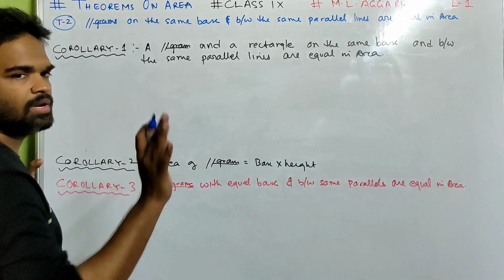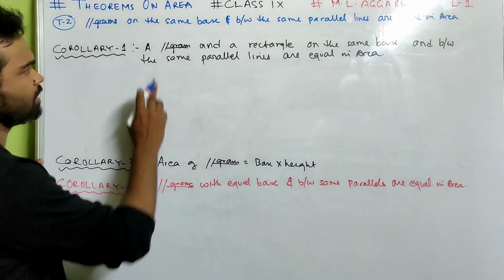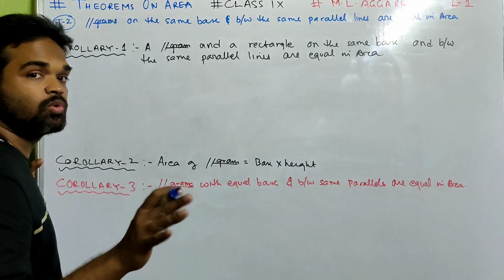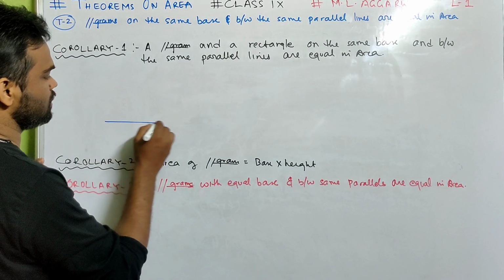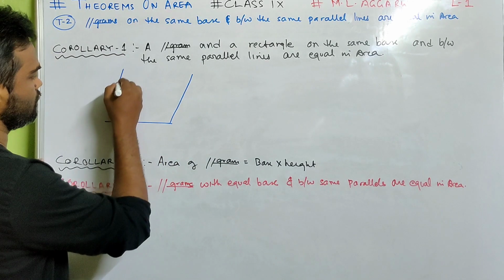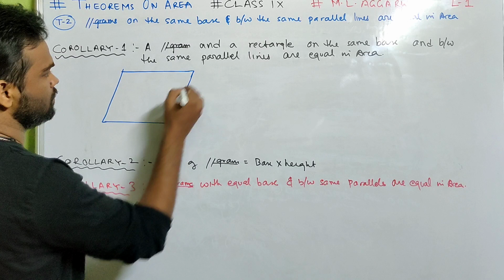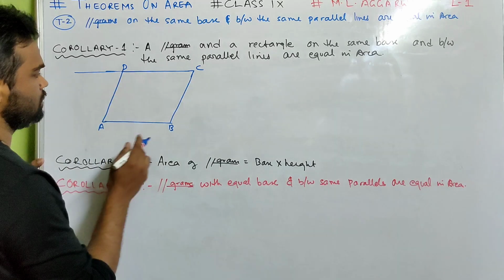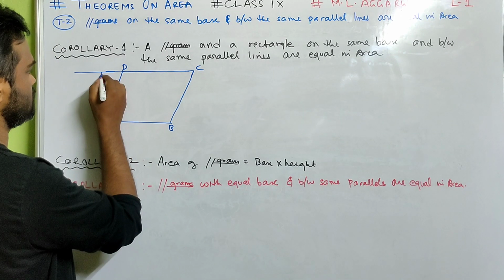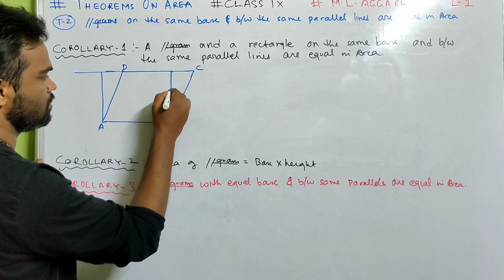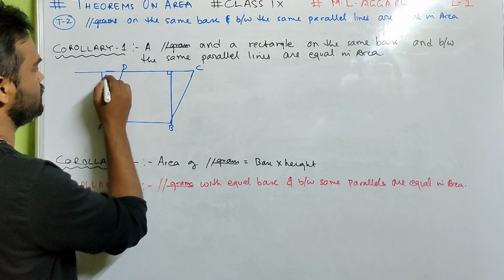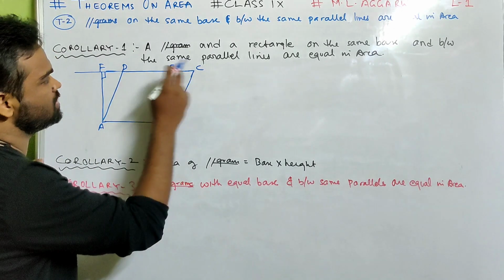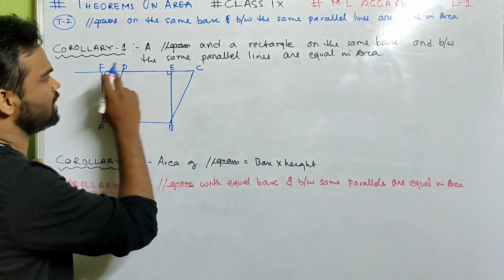Now based on the theorem which we discussed, that parallelograms on the same base and between the same parallel lines are equal in area, we have three results. The first one: a parallelogram and a rectangle on the same base and between the same parallel lines are equal in area. Very easy. If you suppose you have a parallelogram ABCD, and with AB as the base, suppose I draw a rectangle ABEF, then area of ABCD is equal to area of ABEF.